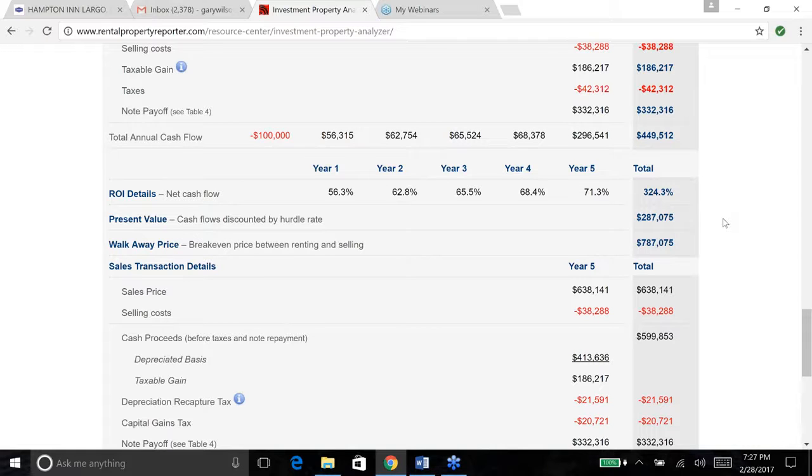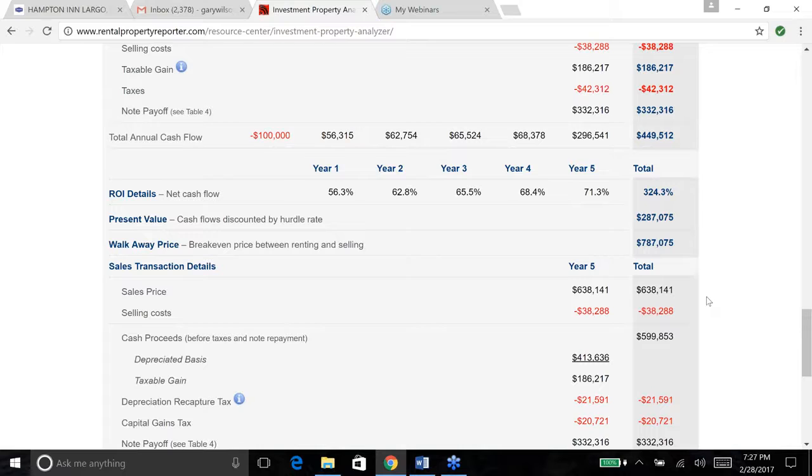Your walk-away price between renting and selling, in other words, if you decide you want to sell it and you want to know what would be your price at which you would walk away from it, that number is 787,000. In other words, if you can't sell it for that, you'd keep it and keep renting it out. If you can sell it for that, you take the money and run.